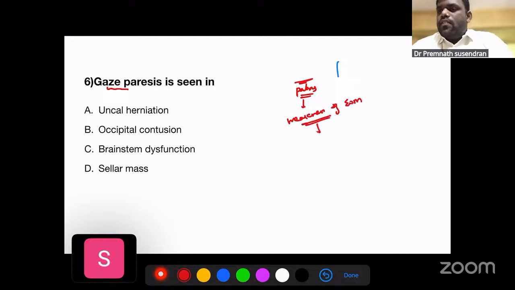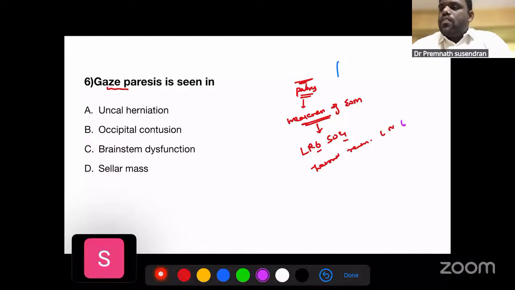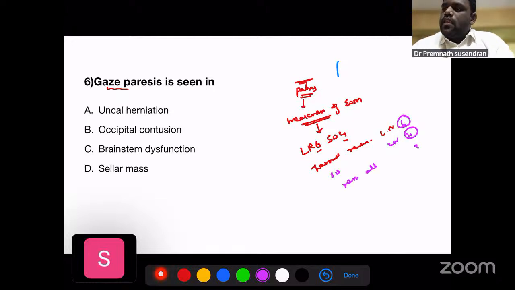As we already know, everyone knows the mnemonic from the MBBS level. Extraocular muscles are supplied by the mnemonic LR6 SO4. The lateral rectus is supplied by the 6th cranial nerve, the superior oblique by the 4th cranial nerve, and the rest by the 3rd cranial nerve. So the options we have given here are uncal herniation, occipital contusion, brain stem dysfunction, and sellar mass.